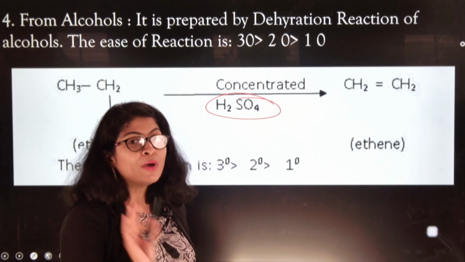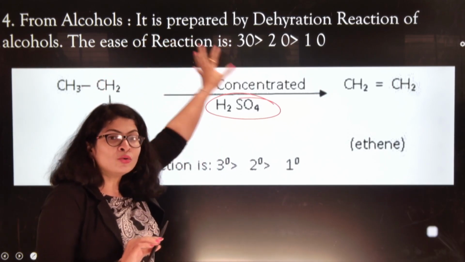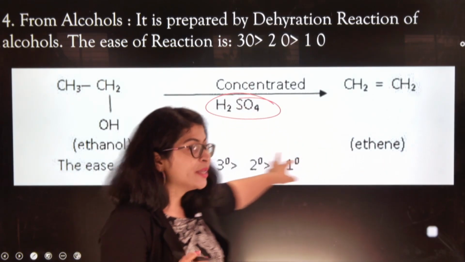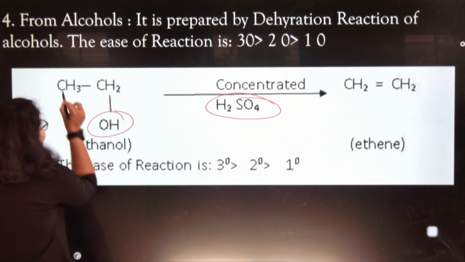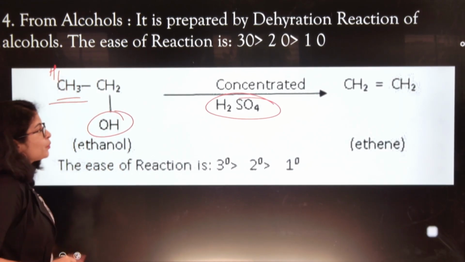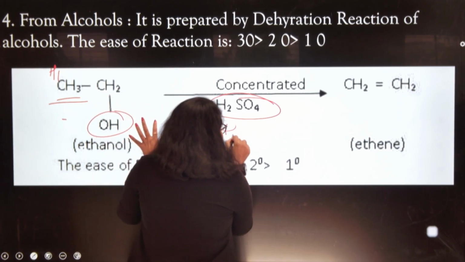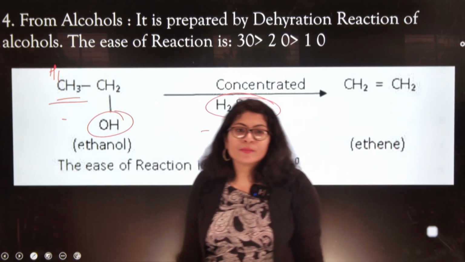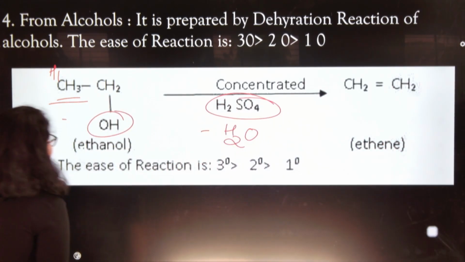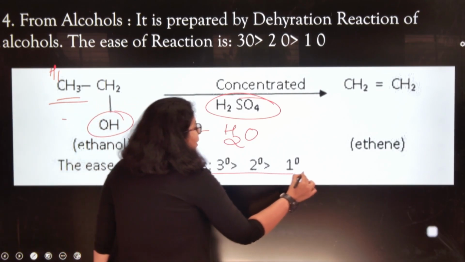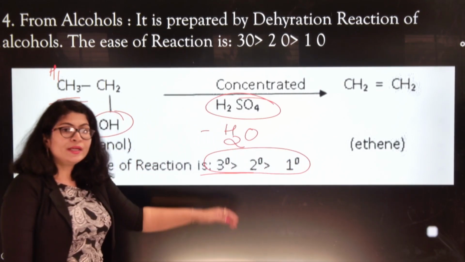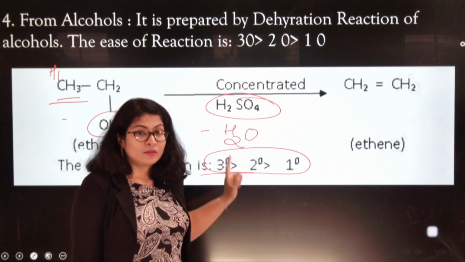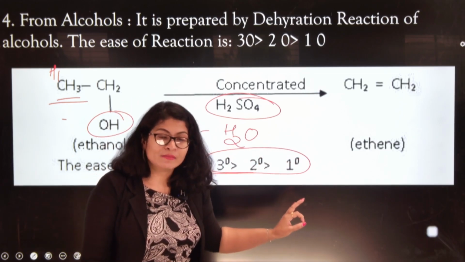So what happens when I subject this ethanol to concentrated H2SO4? There is removal of a molecule of water, basically this OH and one hydrogen from the neighbouring carbon, getting liberated as water, and I get my ethene, the desired alkene. Now the ease of dehydration is obviously 3 degree greater than 2 degree greater than 1 degree. 3 degree alcohol is more reactive towards formation of alkene than 2 degree. Least reactive is 1 degree.